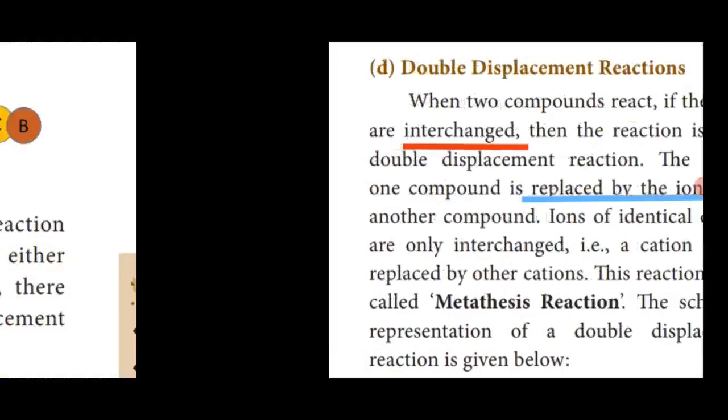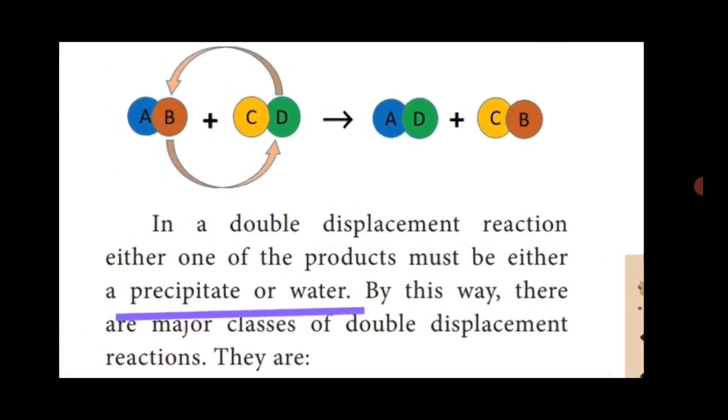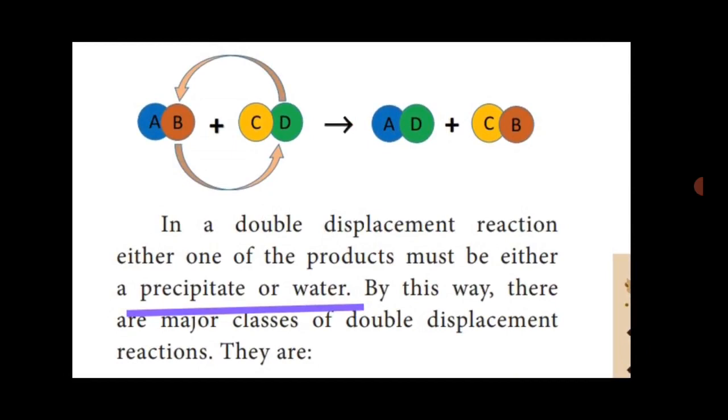The schematic representation of the double displacement reaction is shown in this picture. AB is one reactant, CD is the other reactant. Both act as compounds. When the two compounds react, the ions are interchanged. Which ions are interchanged? The anions: B is one anion, D is the other anion. Both anions are interchanged, so B is replaced by D and D is replaced by B. So we get new compounds. What are the new compounds? AD and BC.